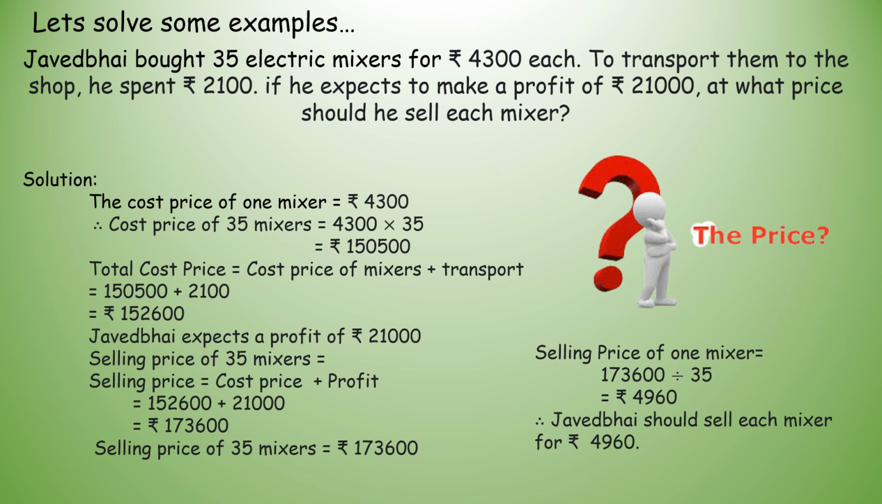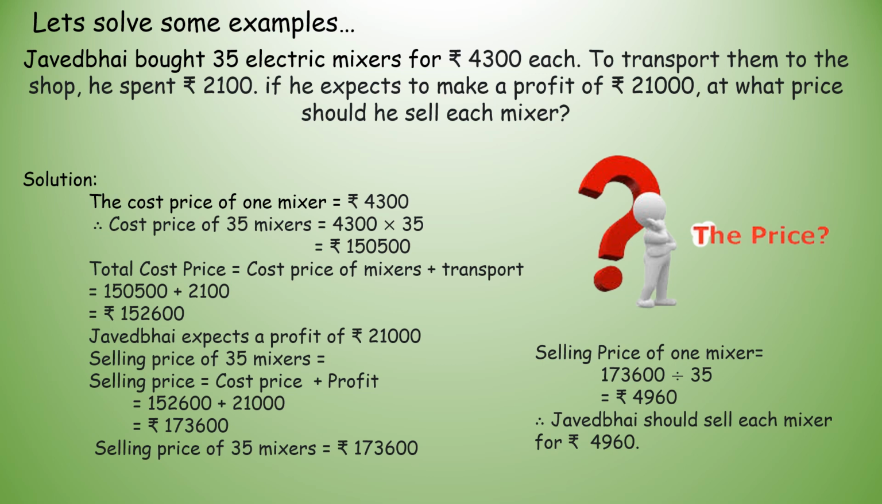So we have to find the cost price first, then the total cost price. We know the cost price of one mixer is 4,300. So the cost price of 35 mixers will be 4,300 into 35, that is 1,50,500 rupees. The total cost price includes the cost price of 35 mixers plus transportation cost, that is 1,50,500 plus 2,100. We have 1,52,600 rupees as the total cost price.